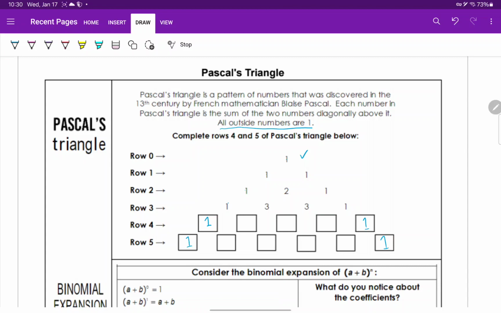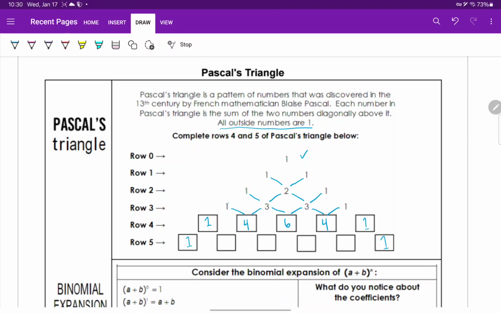Now this next part says each number in Pascal's triangle is the sum of the two numbers diagonally above it. All right, so my numbers diagonally above this one would be 1 plus 1, which is 2. 1 plus 2, which is 3. 2 plus 1, which is 3, and so on. So I'm trying to find this one right here. 1 plus 3 is 4. And the next number, 3 plus 3 is 6. And 3 plus 1 is 4.